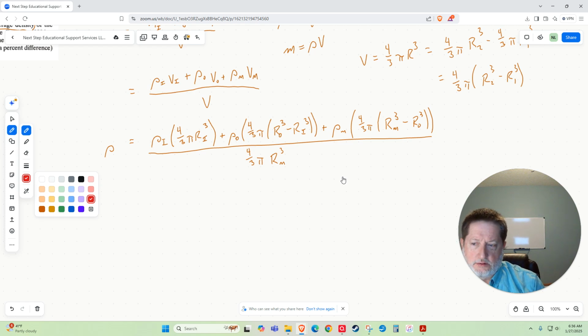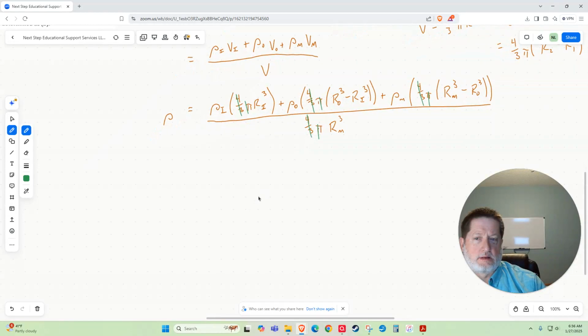However, you can see that each of the masses in the numerator has this 4/3 pi term that I can factor out, which is also in the denominator. So I can cancel all those 4/3 pi's, and that's going to save me some time with my calculator.